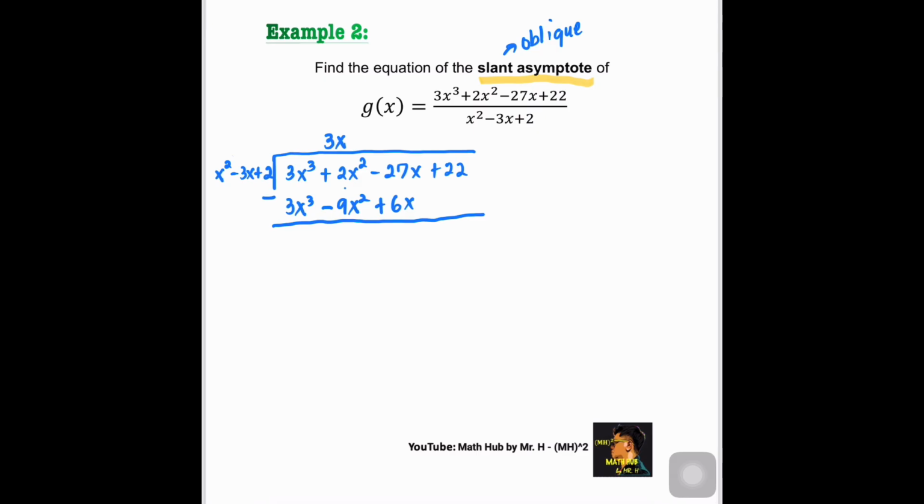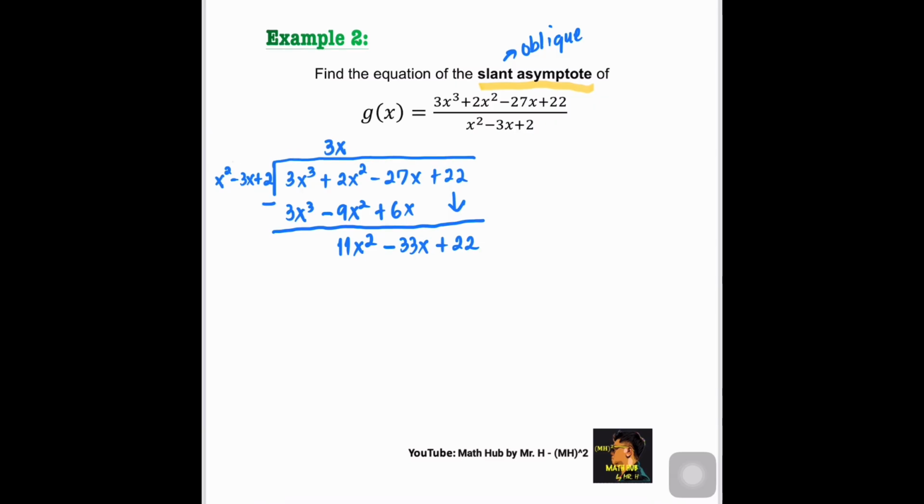Then we move on to the next pair, so 2x squared minus negative 9x squared is going to be 11x squared. Negative 27x minus 6x is negative 33x. And we bring down positive 22. And then we divide. Alright, so we take 11x squared divided by x squared. And that is positive 11.